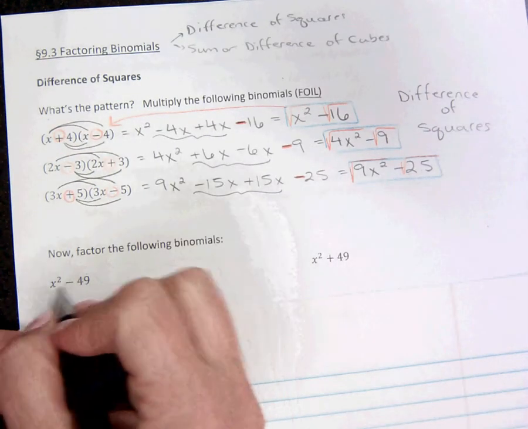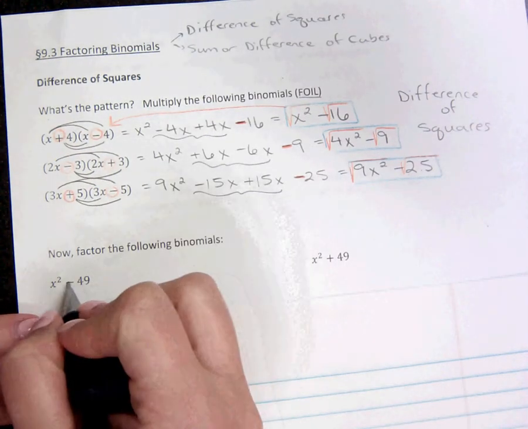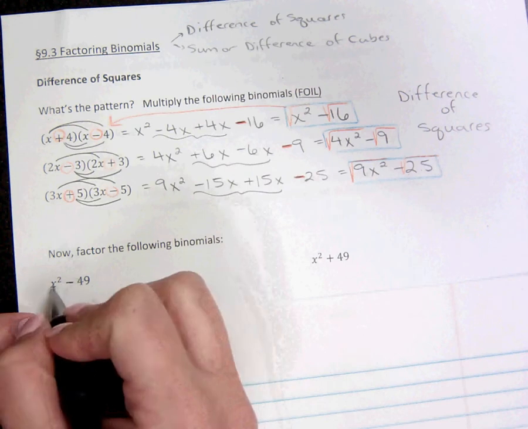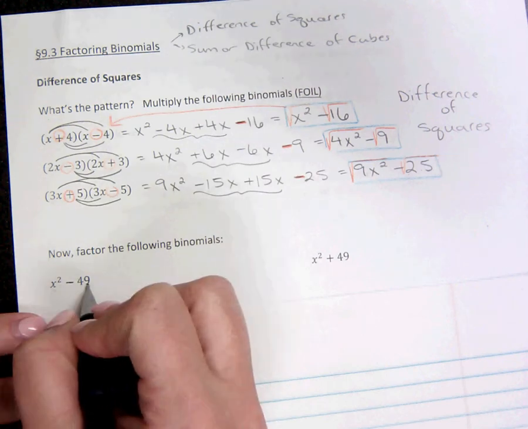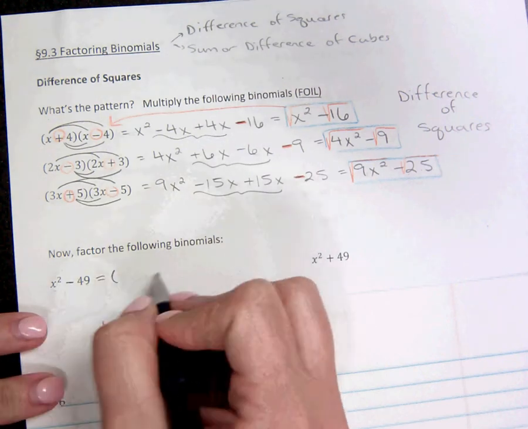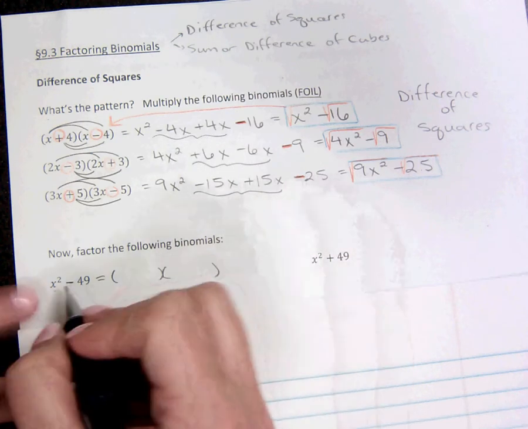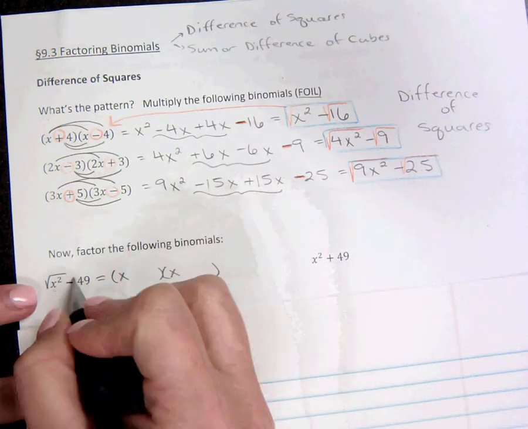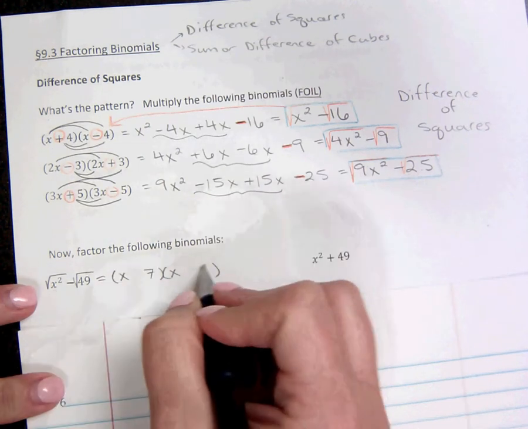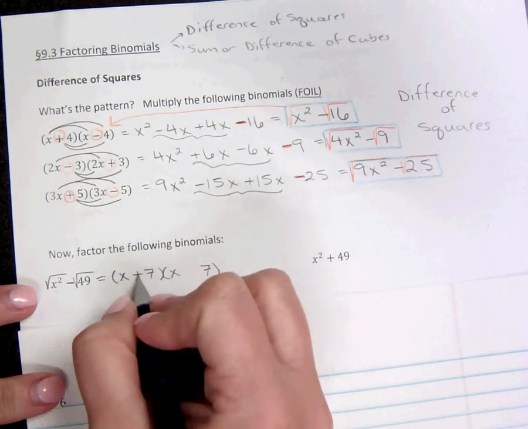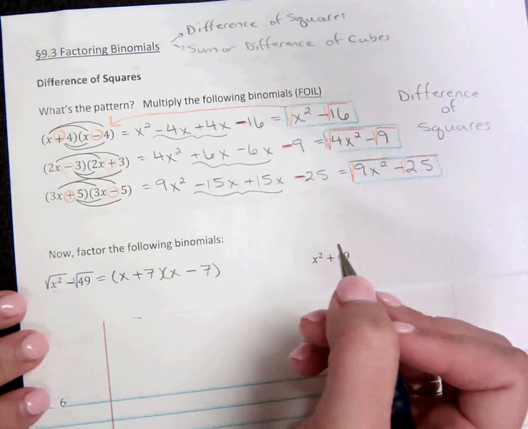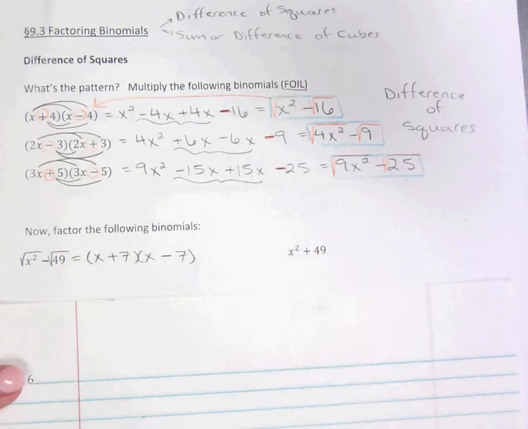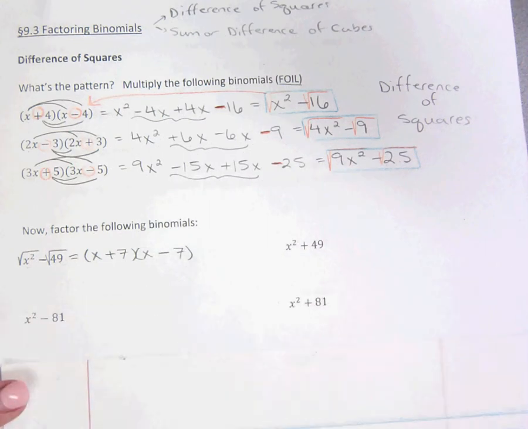If I have x squared minus 49, the first thing to notice is that it's subtraction and that they're both perfect squares. So I'm going to set up my empty binomials. The square root of x squared is x and x. The square root of 49 is 7 and 7. One's going to get plus and one's going to get minus. And it doesn't matter which one gets which. I'm going to hold off on that one for a minute. Let's try the next one.